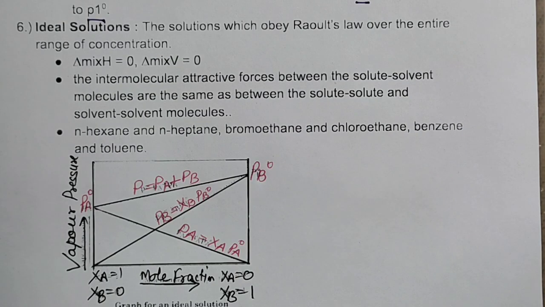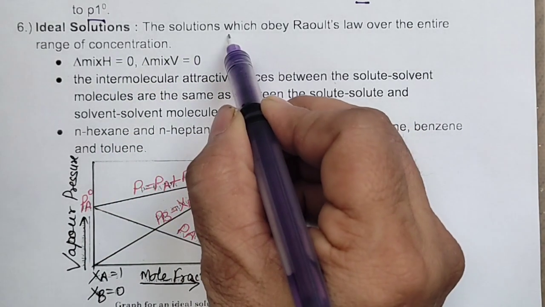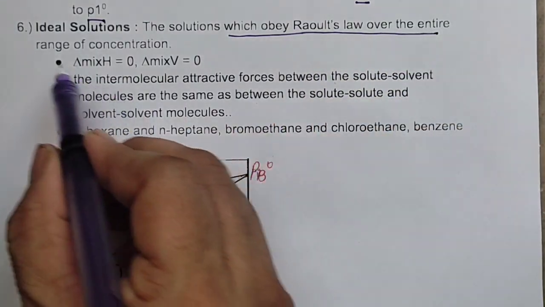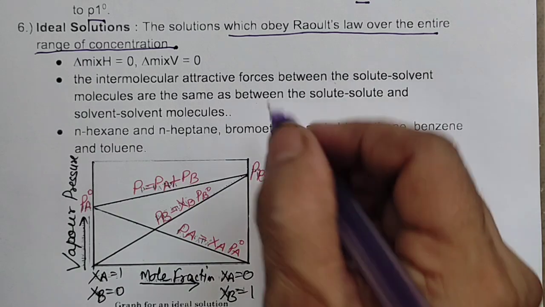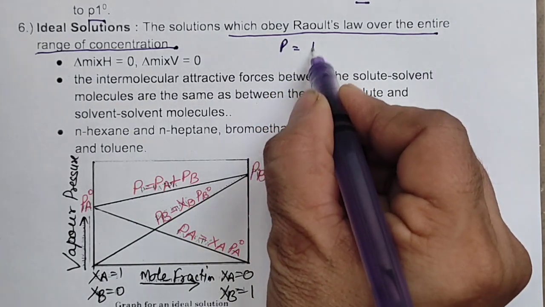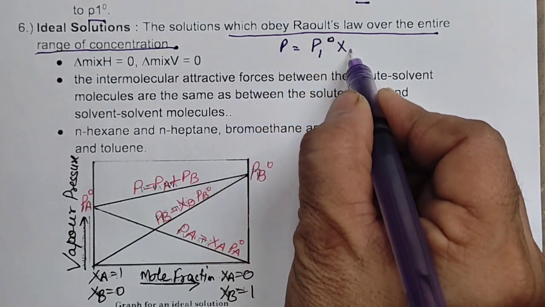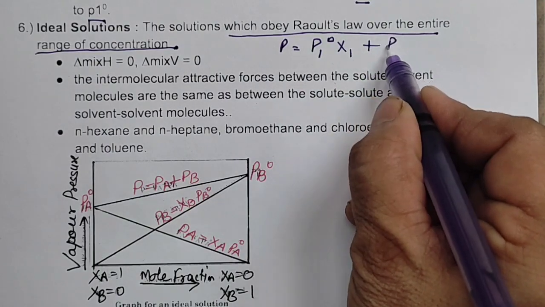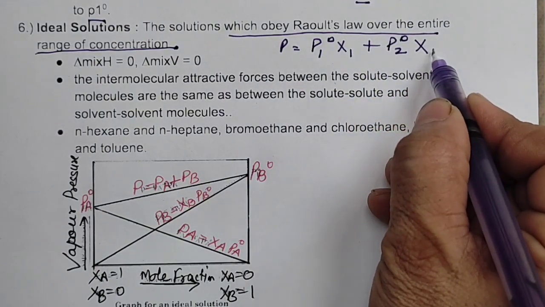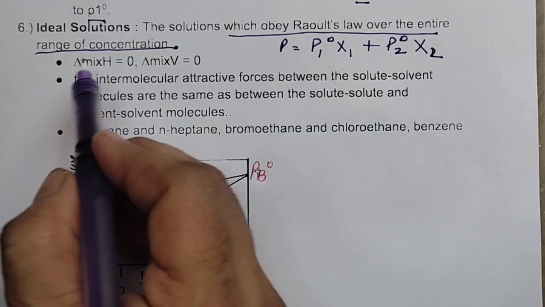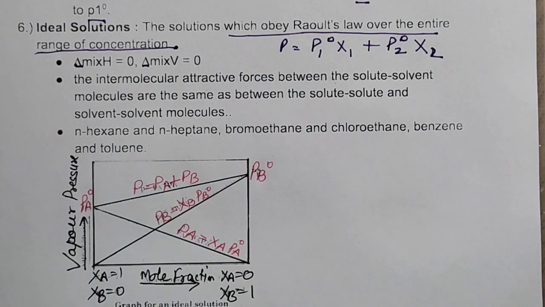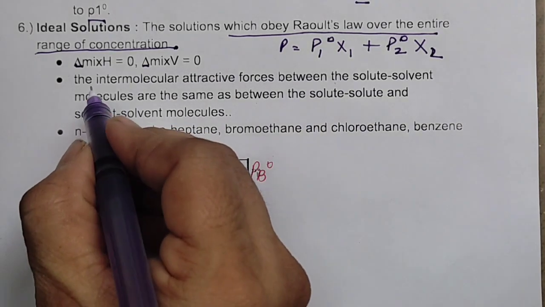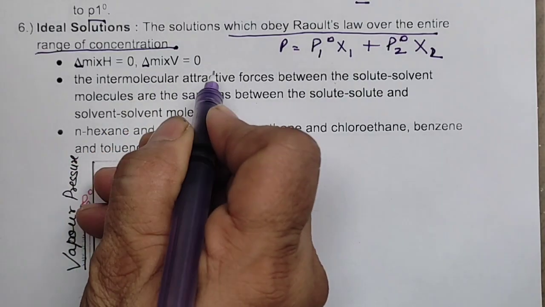Now ideal solution. Ideal solutions are those which obey Raoult's law over the entire range of concentration. They obey Raoult's law, that statement for which we wrote the formula there: P is equal to P1 naught chi 1 plus P2 naught chi 2. And another thing, for ideal solutions, delta H mixing is 0, delta V mixing is 0.